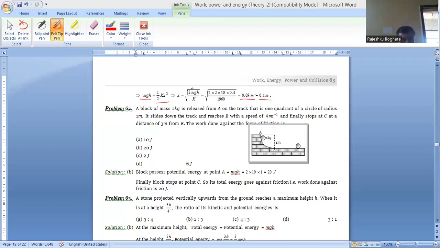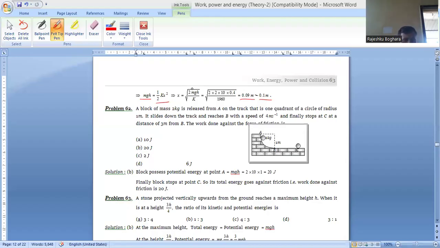Next, a force applied by an engine of a train of mass 2.05 into 10 raised to 6 kg changes its velocity from 5 meter per second to 25 meter per second in 5 minutes. Time is also given, 5 minutes, means in seconds 5 into 60 seconds.